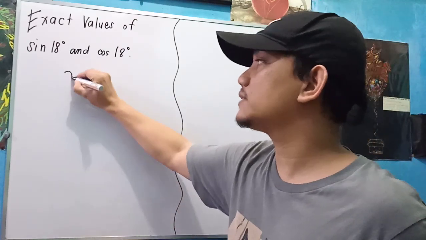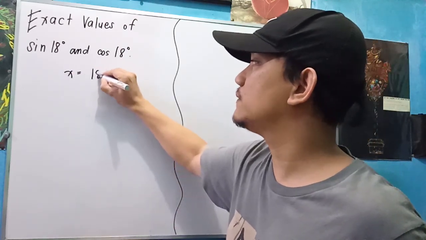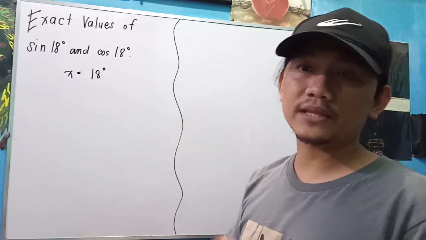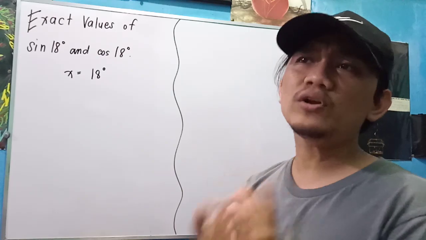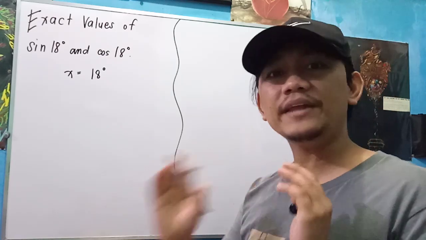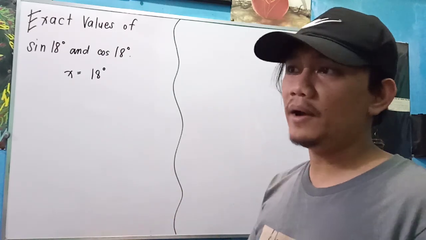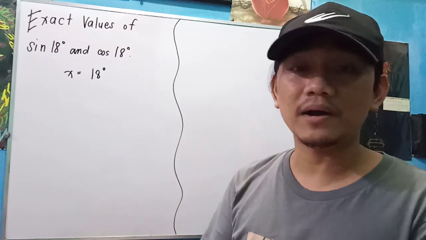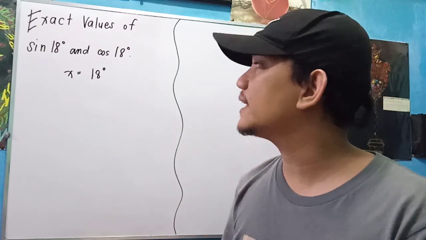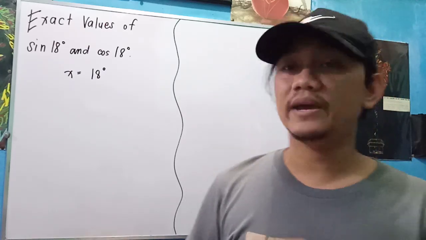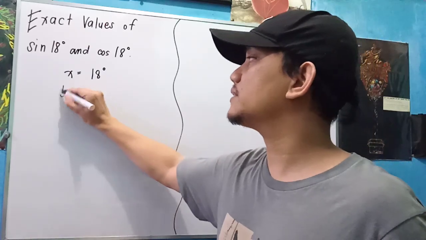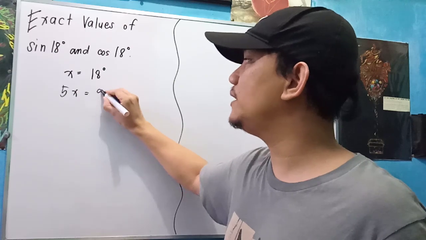Let natin yung x be equal to 18 degrees. So ang gagawin natin, yung 18 degrees, gagawin natin siyang 90 degrees. Paano natin gagawin 90 degrees yun? Kasi parang 90 degrees yung pinakabasehan na magkakaroon tayo ng mga certain identities na magagamit natin dito sa derivation natin. So, ang 18 degrees can become 90 degrees by multiplying it by 5. So, it follows that 5x is equal to 90 degrees.